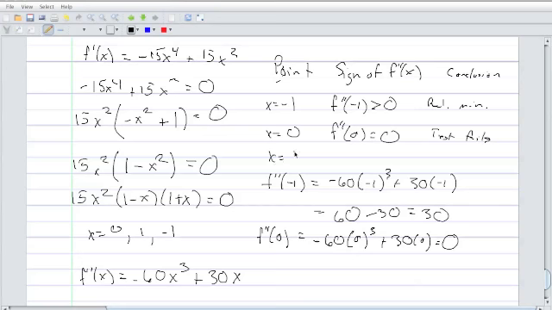And when x is 1, f double prime of 1 is going to be negative 60 times 1 cubed plus 30 times 1, which is negative 30. So here f double prime of 1 is negative, and we have a relative maximum.